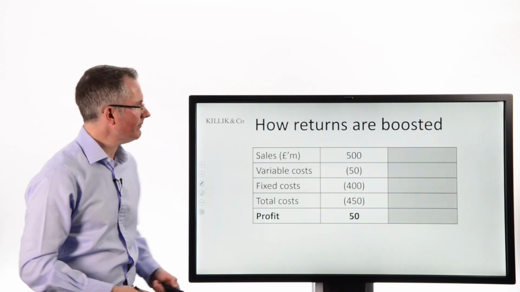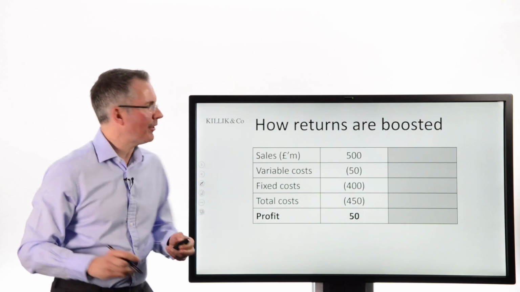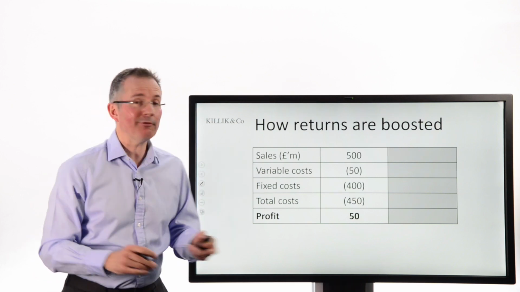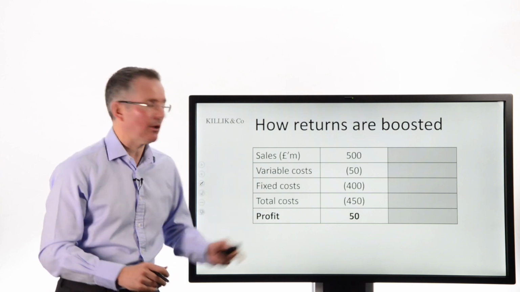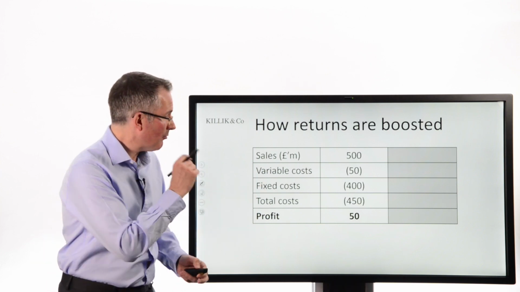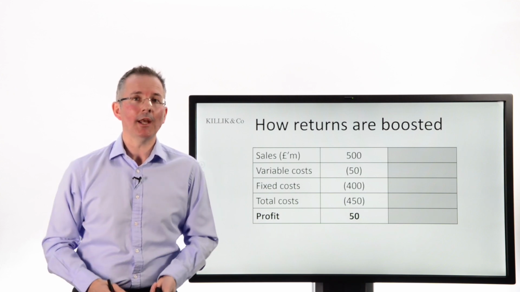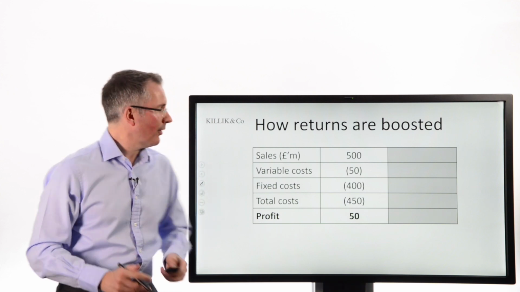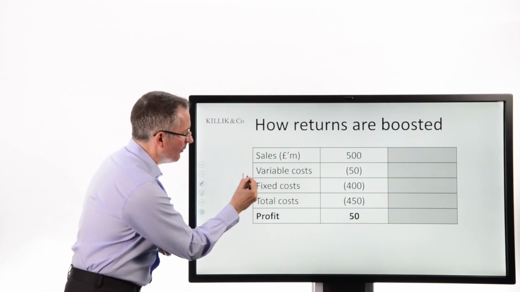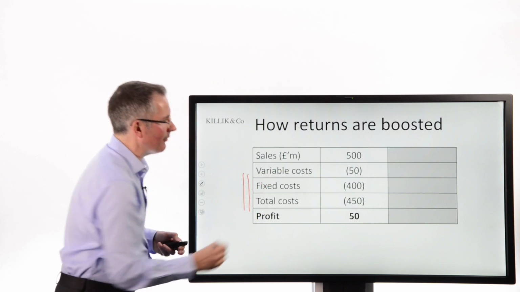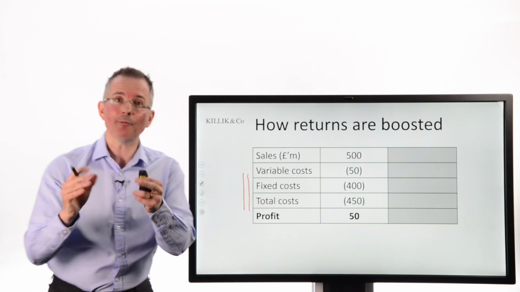Let's take a look. Okay, very simple profit and loss account. Sales at the top, 500 million, variable costs just 50 million, fixed costs a whopping 400 million, total costs therefore 450 million, profit 50. So far, so what? Well, here's the point. Let's assume now sales for this reasonably highly operationally geared firm. Look, fixed costs here are a massive proportion of total costs. Well, let's assume that sales go up by just 10%. So a decent increase, but not spectacular.